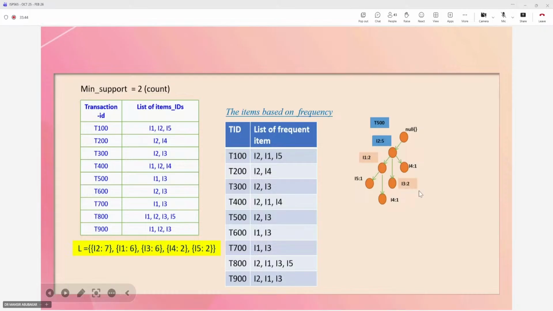you see I3 here. In transaction 5, we have I2 and I3. I2 is still incrementing to 5. It's a common prefix. Then we have I3 also connected to I2. So continuously moving to the next transaction where we have I1 and I3. So the I1 here is connected to the null. Then I3 is connected to I1 continuously.